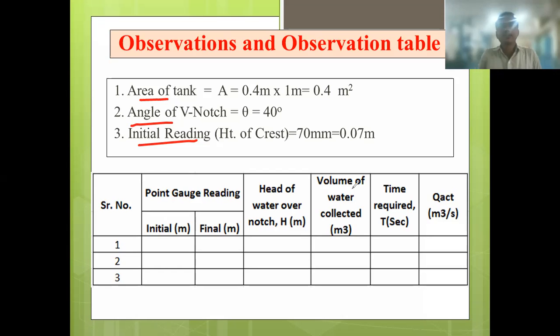Area of tank. Rather, here you can write area of the measuring tank. Area of measuring tank, capital A is equal to 0.4 by 1 meter, which is equal to 0.4 meter square. Angle of V notch, theta is equal to 40 degree.